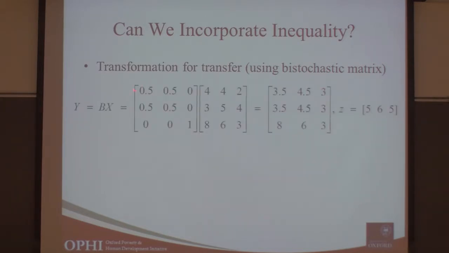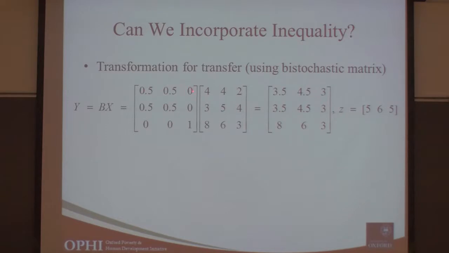So this particular matrix is called a bistochastic matrix. For a bistochastic matrix, the rows and the columns all sum to one. Okay? And you have non-negative elements in each one. And suppose this is the achievement matrix. We have the persons here, person one, person two, person three, and we have dimension one, dimension two, and dimension three. Look what is happening here.